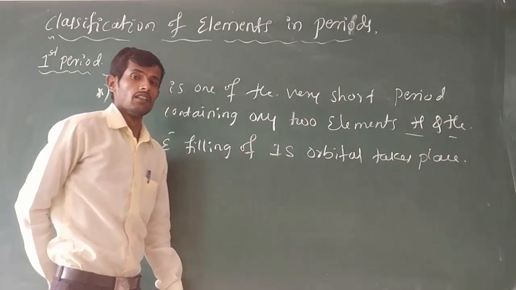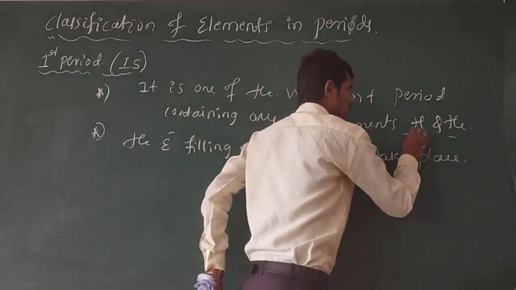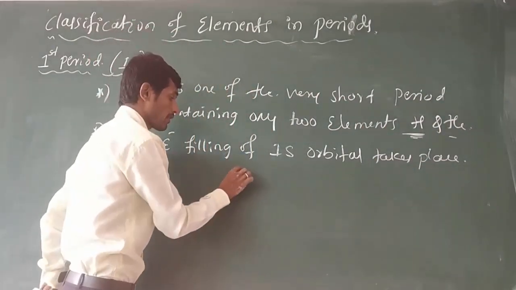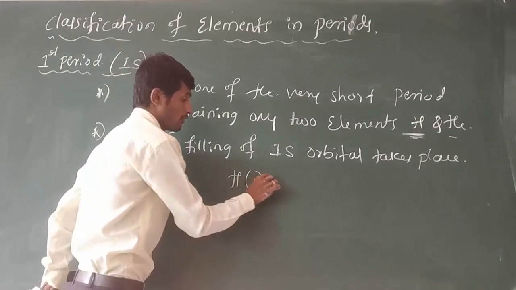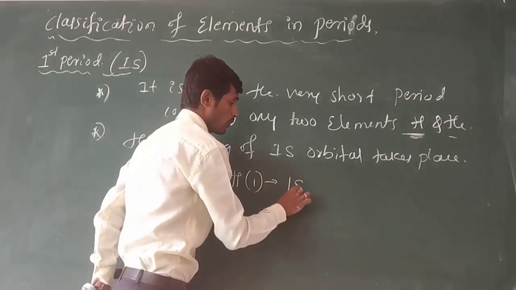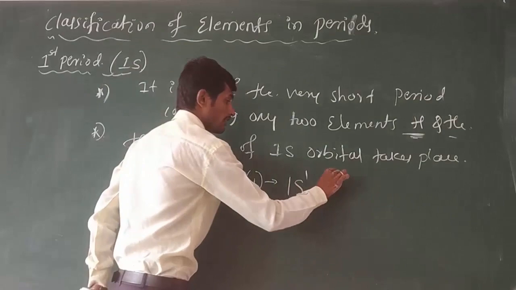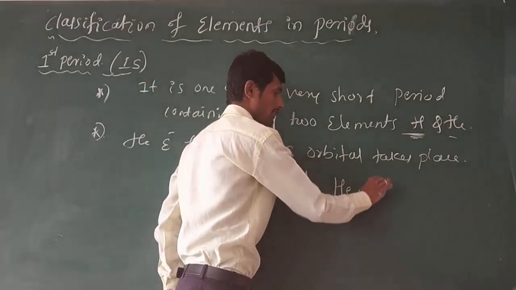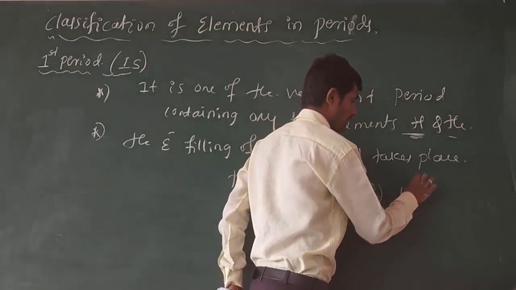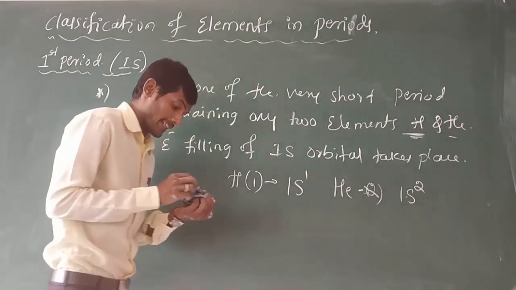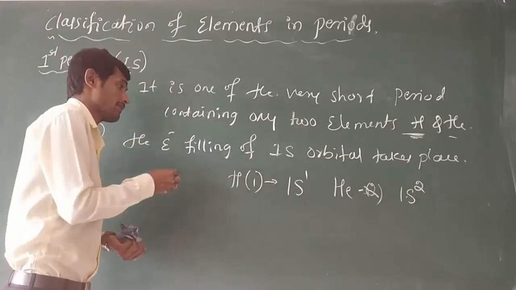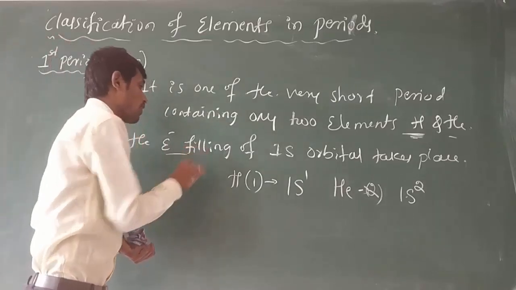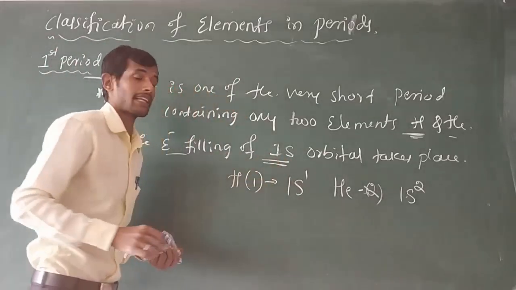ಇದರರ್ಥ, students, when you write the electronic configuration of hydrogen and helium, you know the atomic number of hydrogen is 1. Therefore, its electronic configuration is 1s1. Similarly, helium, its atomic number is 2. Is it right? Yes. Therefore, its electronic configuration is 1s2. It indicates that in the first period, the electron filling of the 1s orbital takes place.